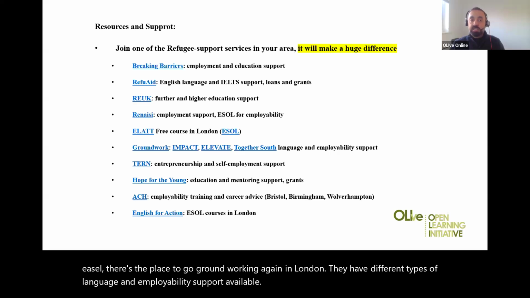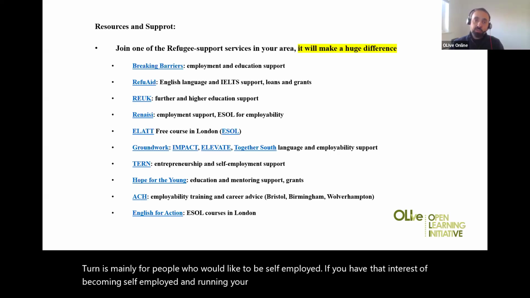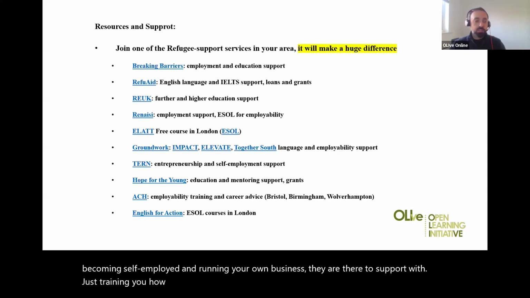Turn is mainly for people who would like to be self-employed. If you have that interest of becoming self-employed and running your own business, they are there to support with just training you how to become an entrepreneur and self-employed and how to run your own business.